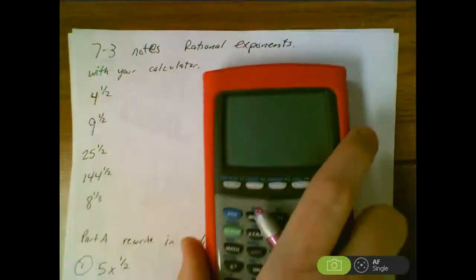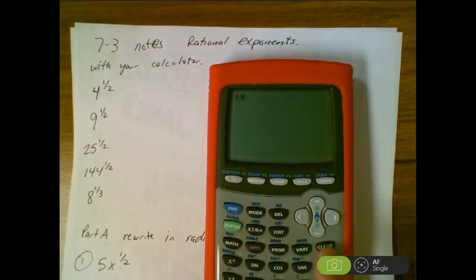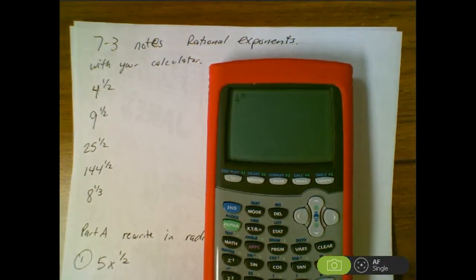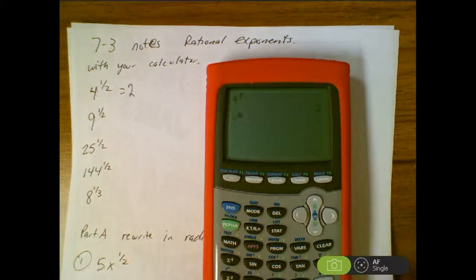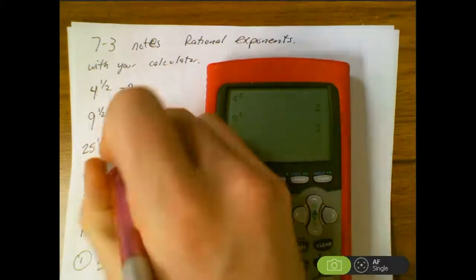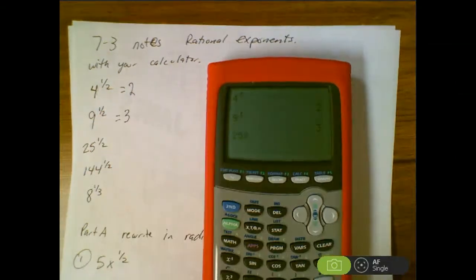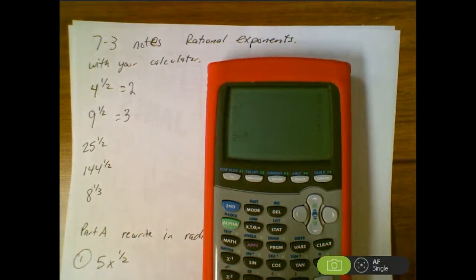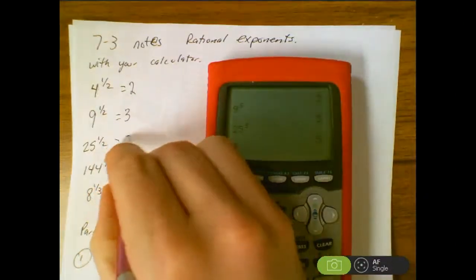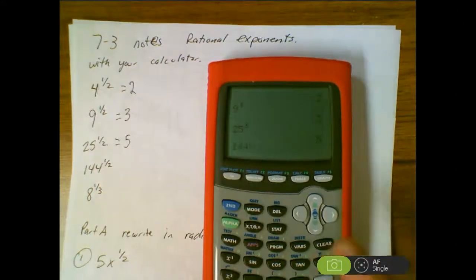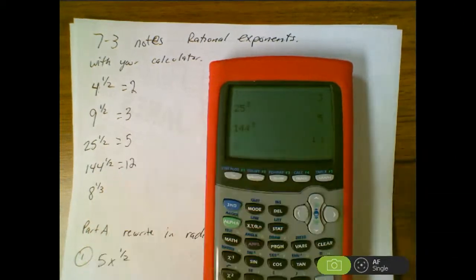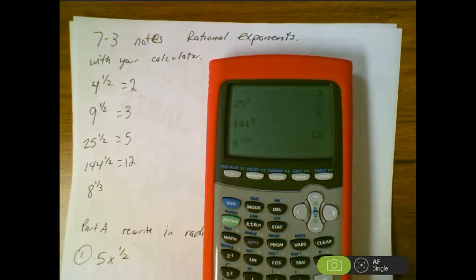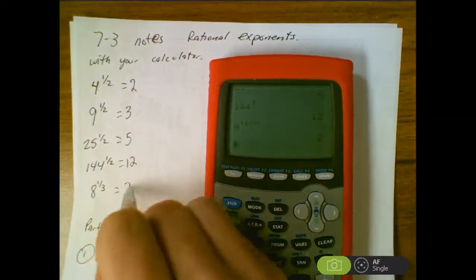So I'll get out my handy calculator here. 4 to the 0.5 gives me 2. 9 to the 0.5, 3. 25 to the 0.5, 5. 144 to the 0.5, 12. And 8 to the 1/3, 2.